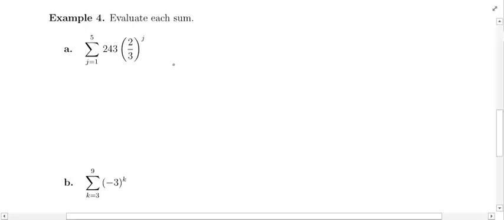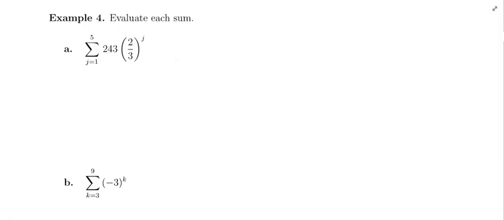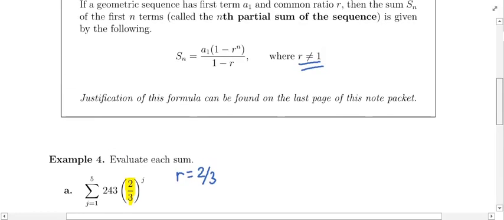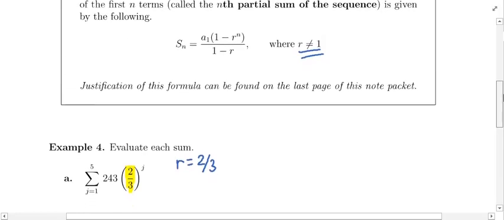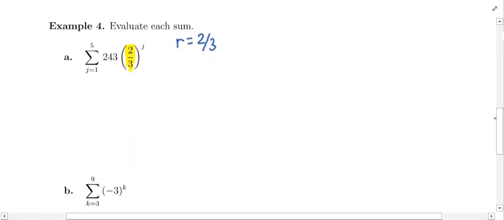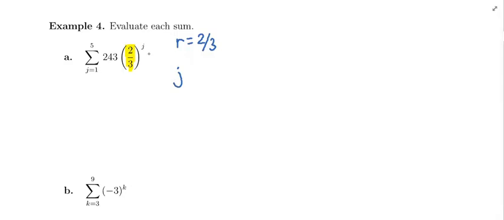So we know that whatever is being raised to the power here is going to be our r value. So r is going to be 2/3 here. To use this formula, we need not only r, but we also need the first term of the geometric sequence. Don't fall into a trap here and automatically assume that 243 is the first term. Go ahead and take the extra step and calculate the first term just to be sure. It really depends on whether your exponent is j or j minus 1 or something else. Just be safe and calculate the first term.